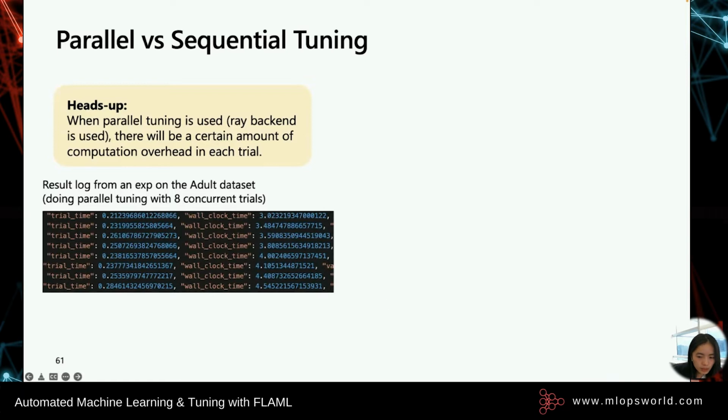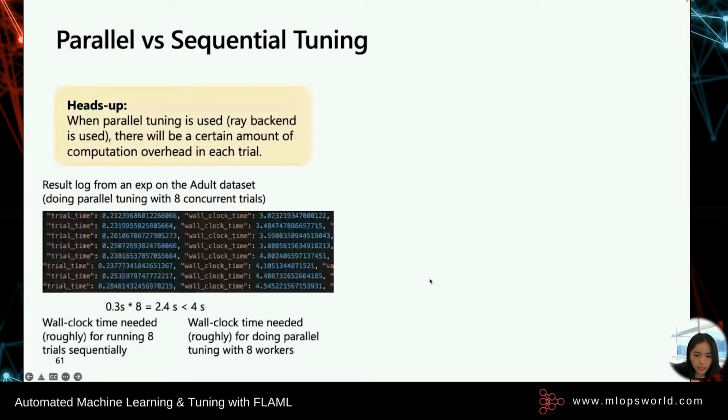In this example, I'm doing parallel tuning with 8 concurrent trials. And you can see from this logged result that the actual trial time for each of them is no more than 0.3 seconds, but the workload time is actually more than 3 seconds. So even if I have 8 concurrent trials running at the same time, the overall workload time is still longer than just running the experiment sequentially without Ray backend.